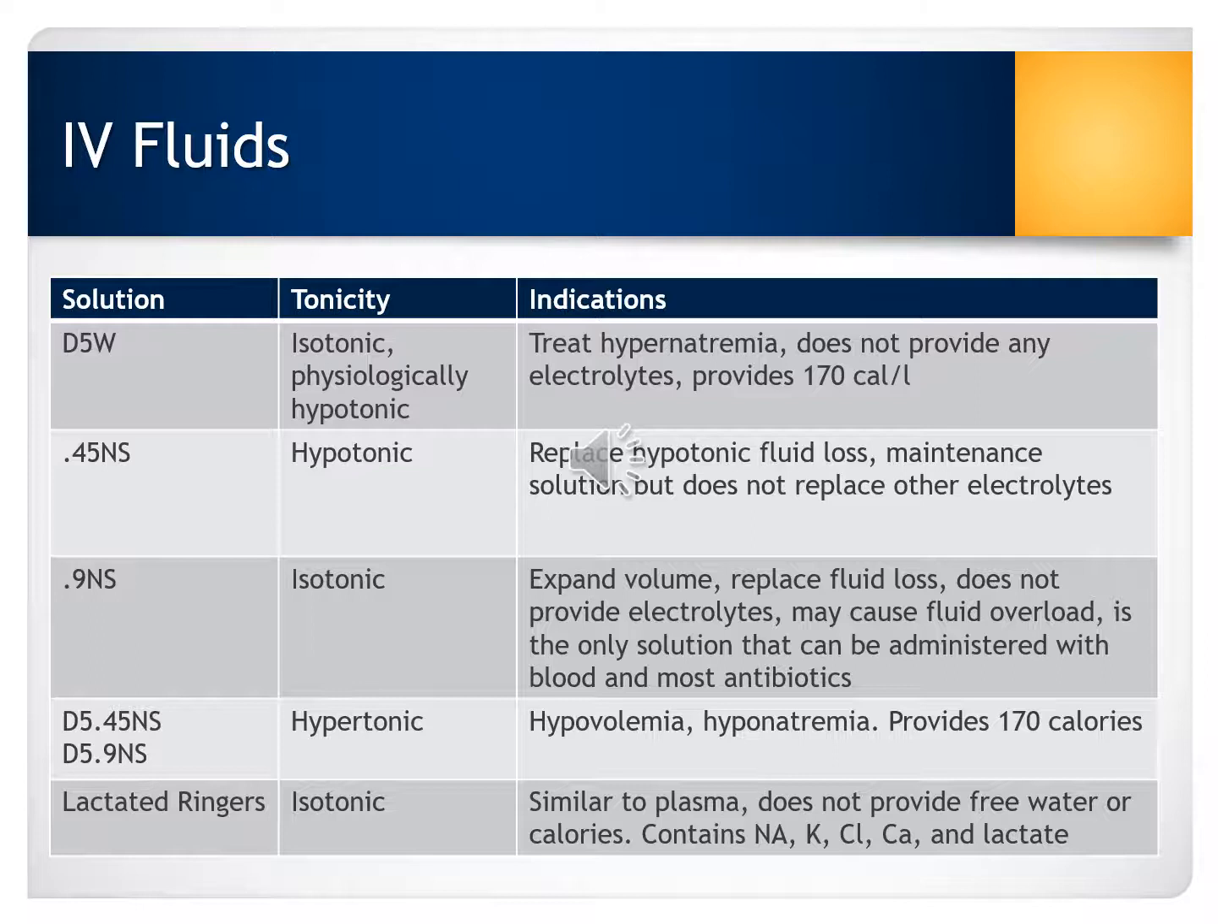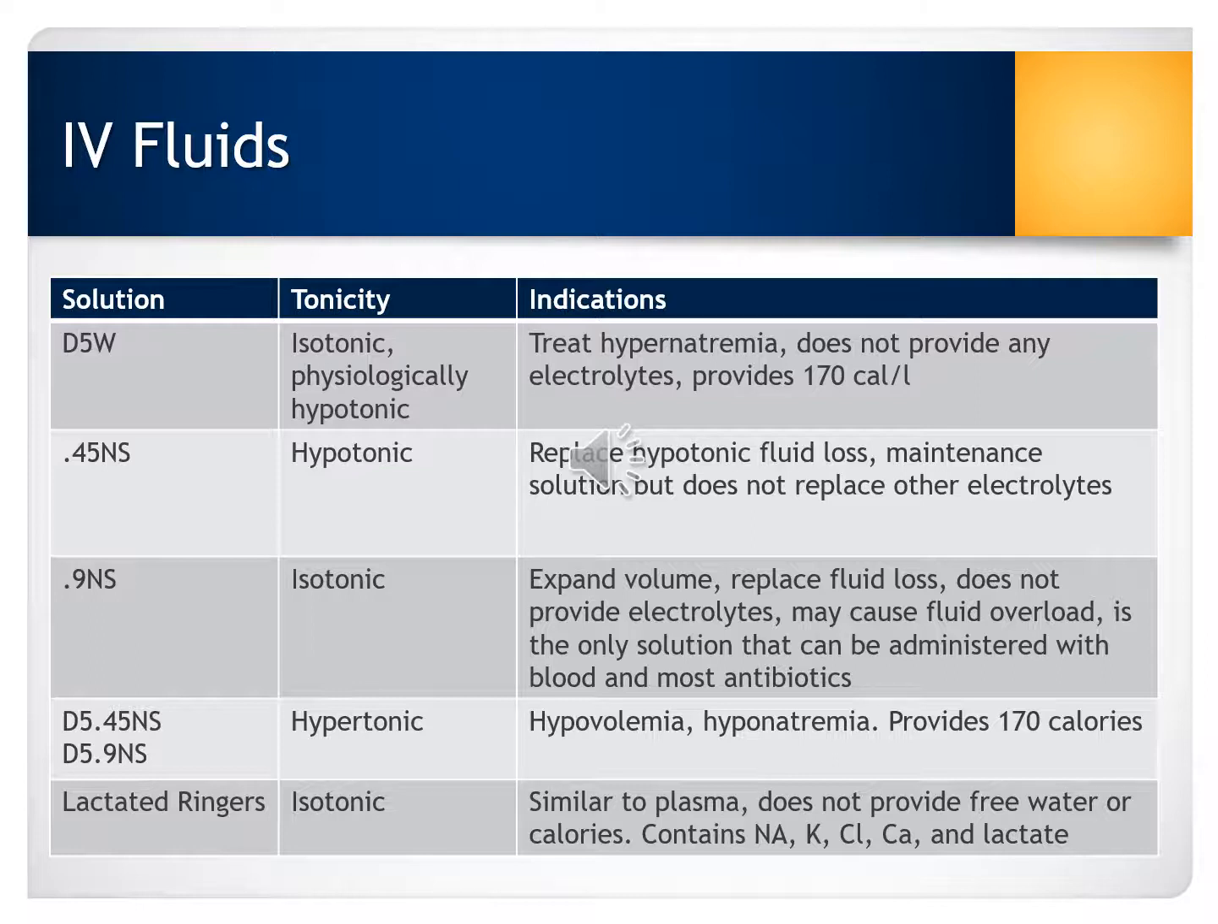Half normal saline, or 0.45 normal saline, is a hypotonic solution, typically used to replace fluid loss. It's a maintenance solution, which means sometimes it'll be continuously running on patients, but it does not provide any other electrolytes. 0.9 normal saline is isotonic. It expands the volume, replaces fluid loss, but also does not provide any electrolytes.